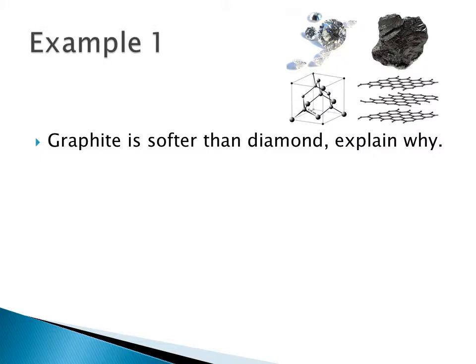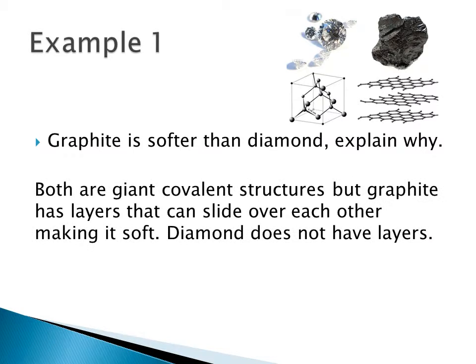If we look at their structures, they've both got a lot of atoms in them. So what we're probably dealing with here is a giant covalent structure. That's not answered the question yet, but I would always put that as my first statement. So both are giant covalent structures. But graphite, as we can see in this diagram, has layers. Layers can slide over each other, which makes it soft. And then finishing off the question, diamond does not have layers.